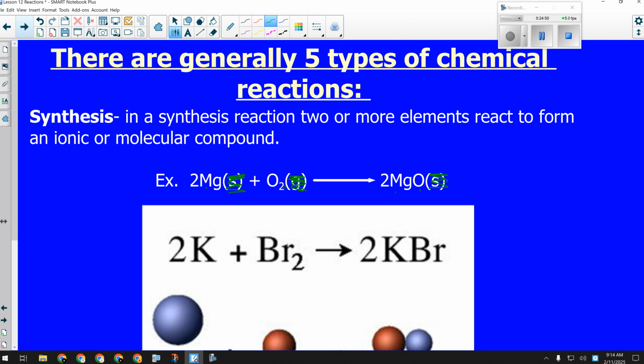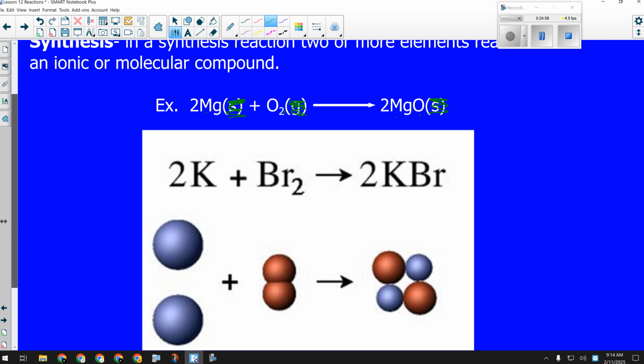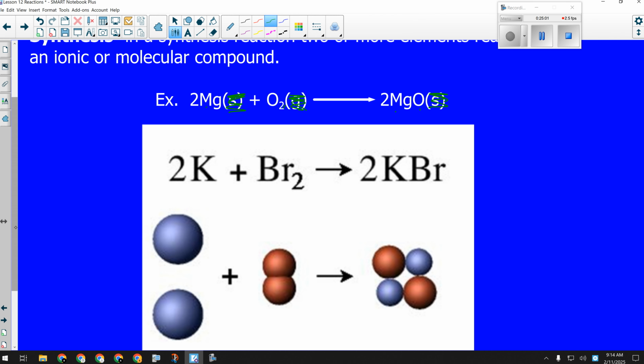All right, so a synthesis reaction is any two elements combining to form a single compound. So we could have this as well. In this reaction here, I have two atoms of potassium reacting with one molecule of bromine, made up of two bromine atoms, and then I would get two molecules of potassium bromide on the other side. Do I still have two of everything on the other side? I do. Sometimes it's easier to see it diagrammatically like that. All right, so the pattern for synthesis is two reactants, one product.